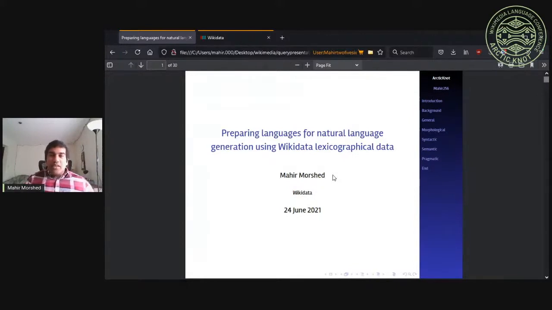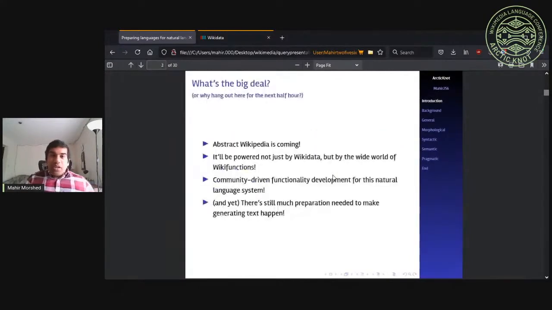I'm hoping that it's not terribly technical, but at least it should give you food for thought about how you might model your own language, and what is currently being done and what isn't currently being done. So we can start by talking about, okay, again, what's the big deal? Well, we know that Abstract Wikipedia is coming.